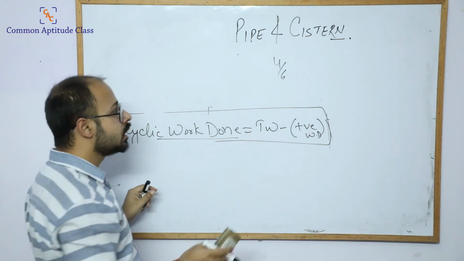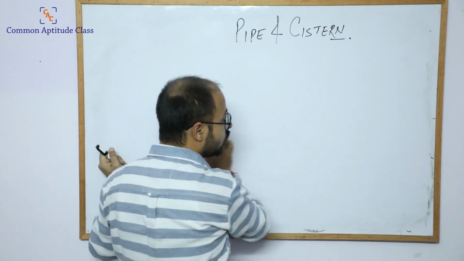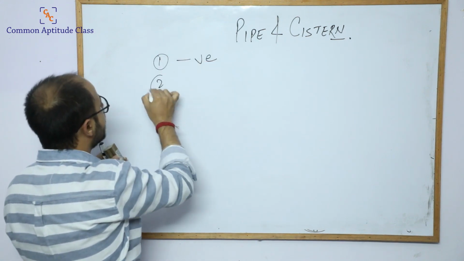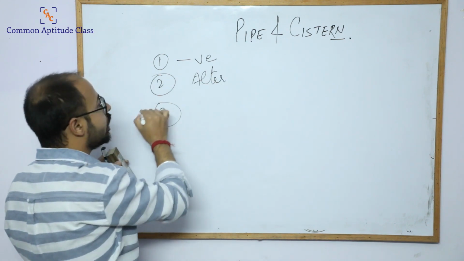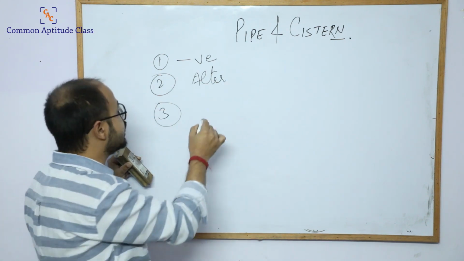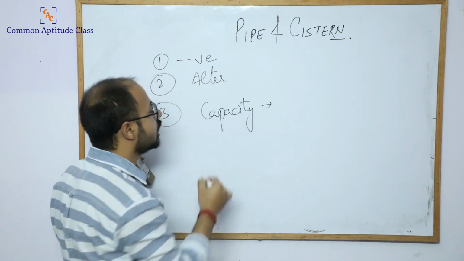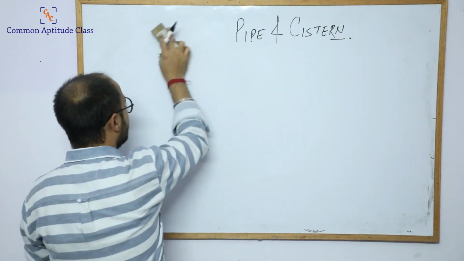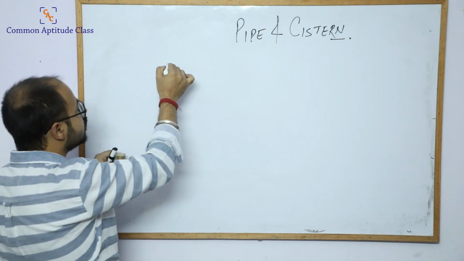Is it clear? Now, the second question comes under this. We have done two kinds of questions. First, negative work done. Second, alternate work done. Third, we are going to do with the method of simply finding the capacity of the tank. What is the capacity of the tank? Now we will solve this question with a simple example. Read the question and go in this way.